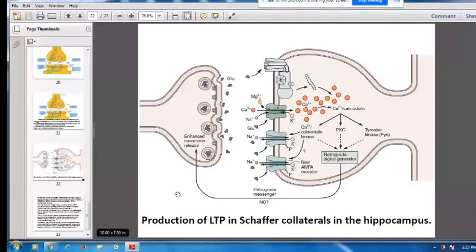Some books say sodium also, but we have to understand calcium ions. This is very, very important. Calcium ion enters inside. So what does calcium do? Calcium acts on the second messenger system of the neuron. What are the second messenger systems? It can act on calcium calmodulin kinase, protein kinase C, or tyrosine kinase, any of them or all of them. So the main thing is it acts on the second messenger system.